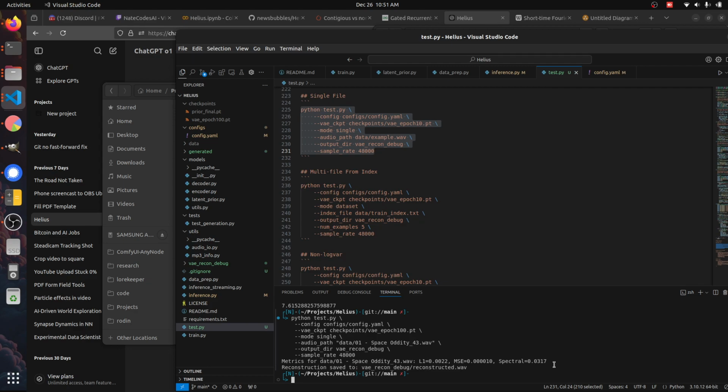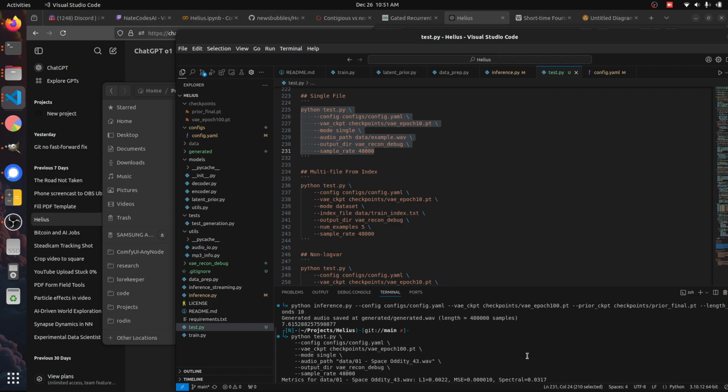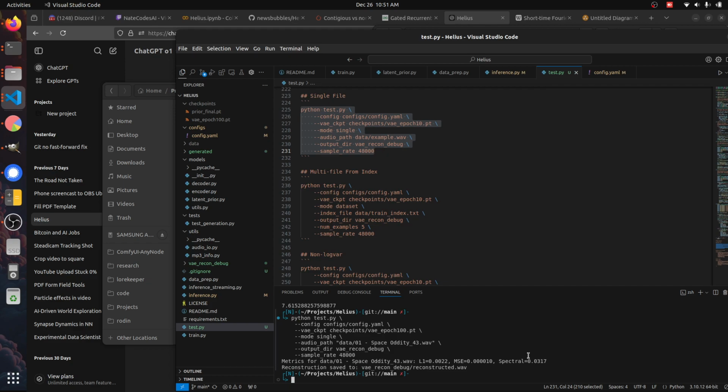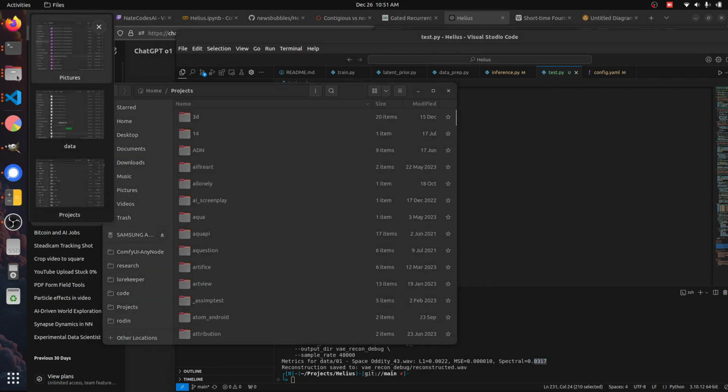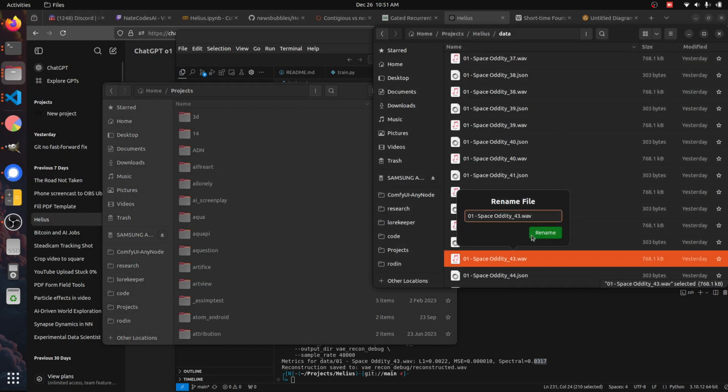Okay, so also here is my spectral loss. The mean square error loss is actually... it could just be we're using the absolute wrong loss function for this, because look at this. Our spectral loss is pretty high. That's 3.1%. That's not close. So let's see if it can just reconstruct directly its thing.